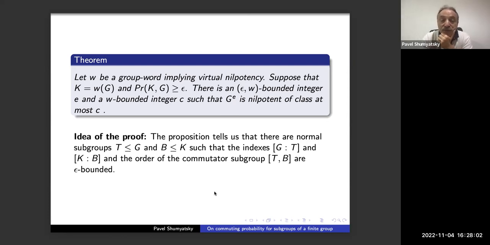So how do we prove it? The proposition tells us that there are normal subgroups. By the way, here, of course, in this case, K is a normal subgroup. So whatever I said about the case where K is normal applies in this situation. So the proposition tells us that there are normal subgroups, T in G and B in K, such that the index of T in G and B in K and the order of the commutator subgroup of T and B are bounded in terms of epsilon only.